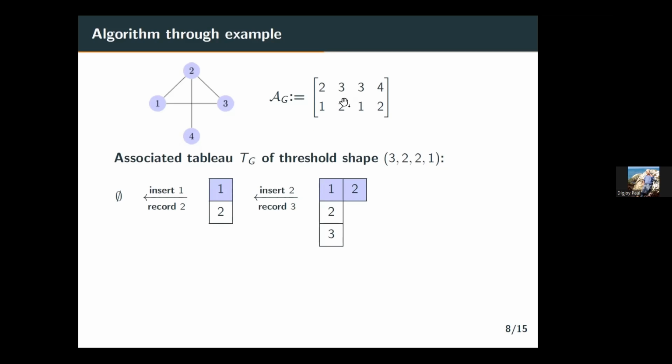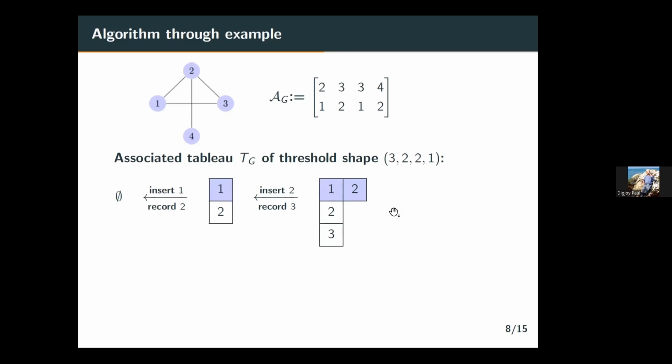Then the next stage is 3,2. So we'll insert 2 and record 3. So 2 will be placed just after 1. So the tableau becomes 1, 2, 2. Now to record 3, we have only one option, that is putting 3 below 2. So that this blue shape and the white shapes fit inside.